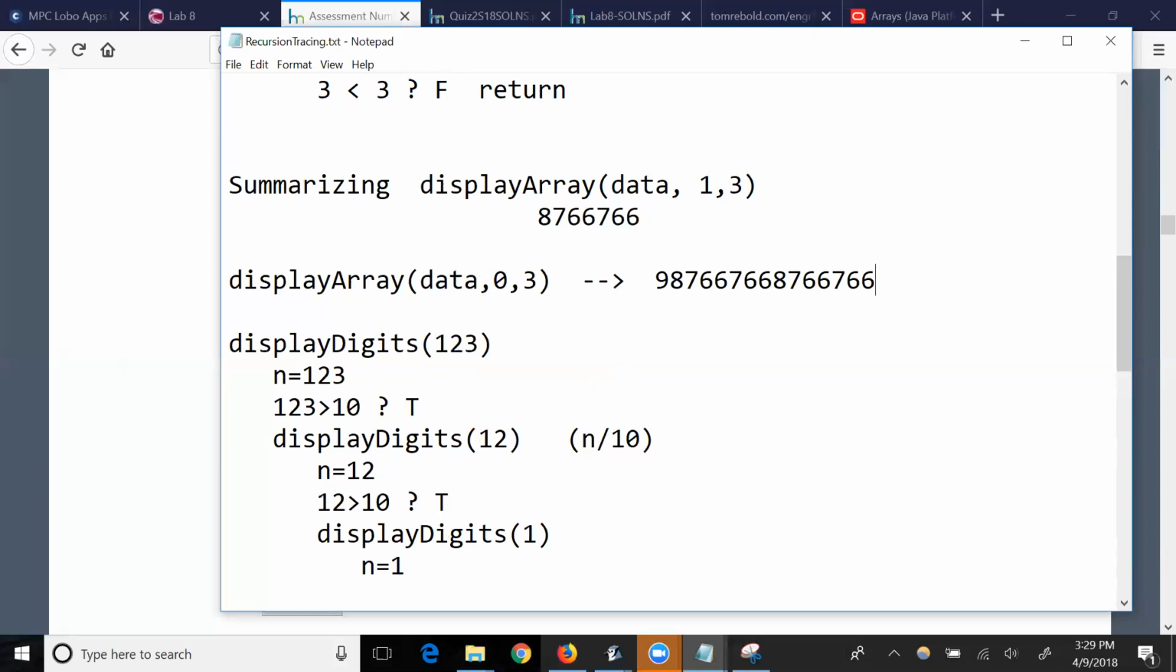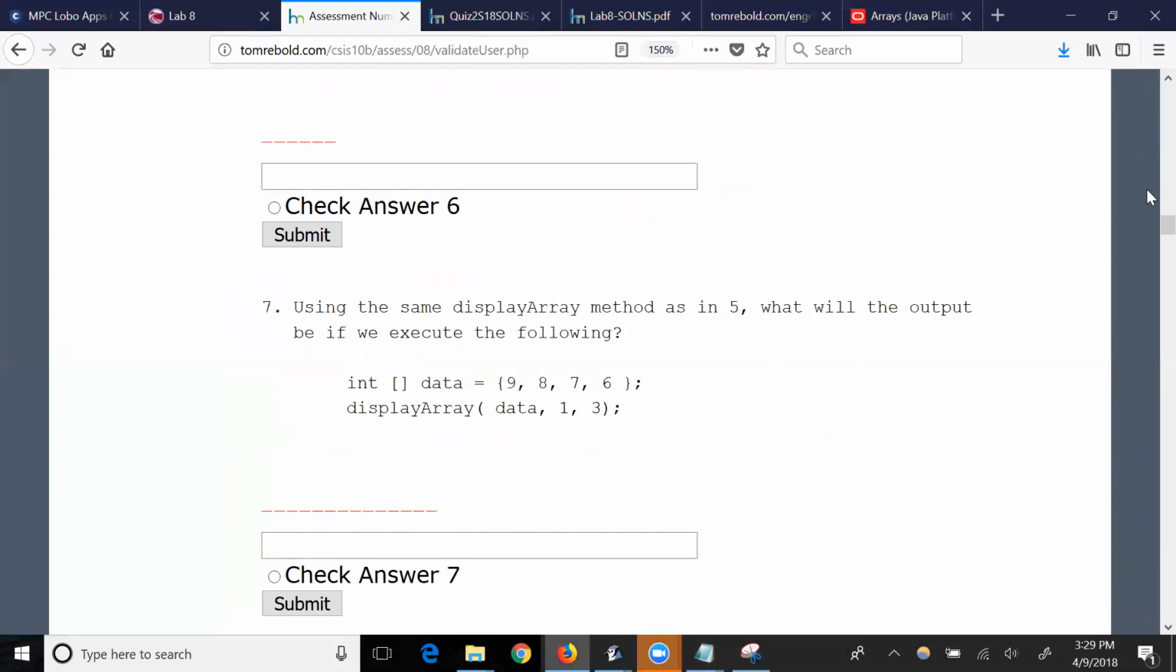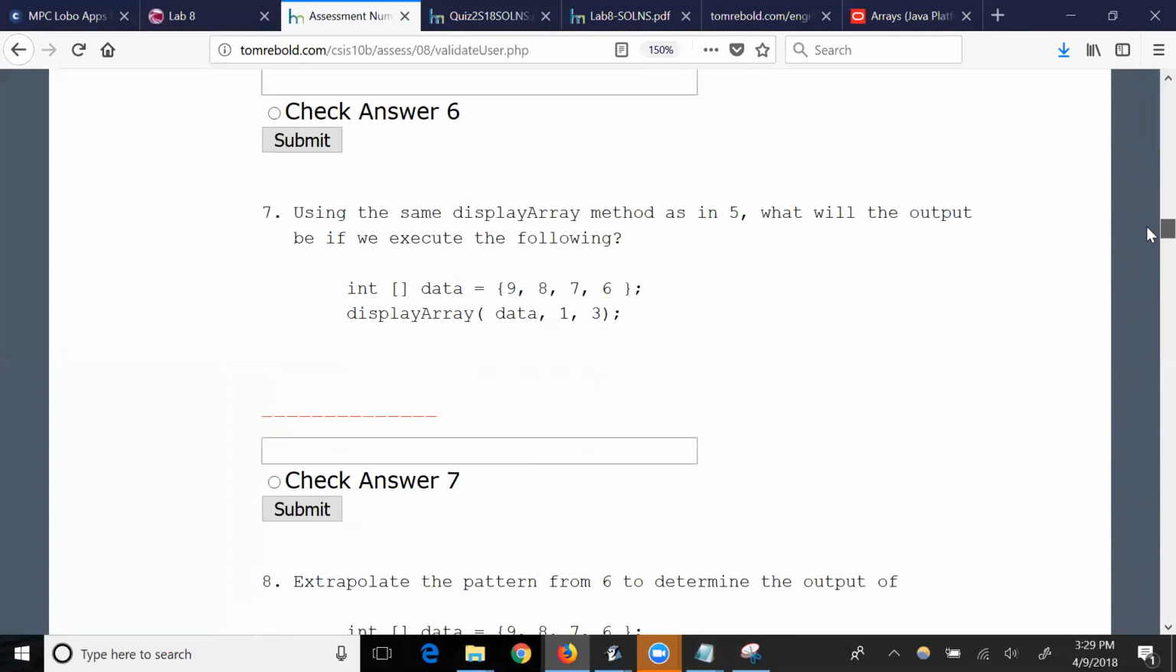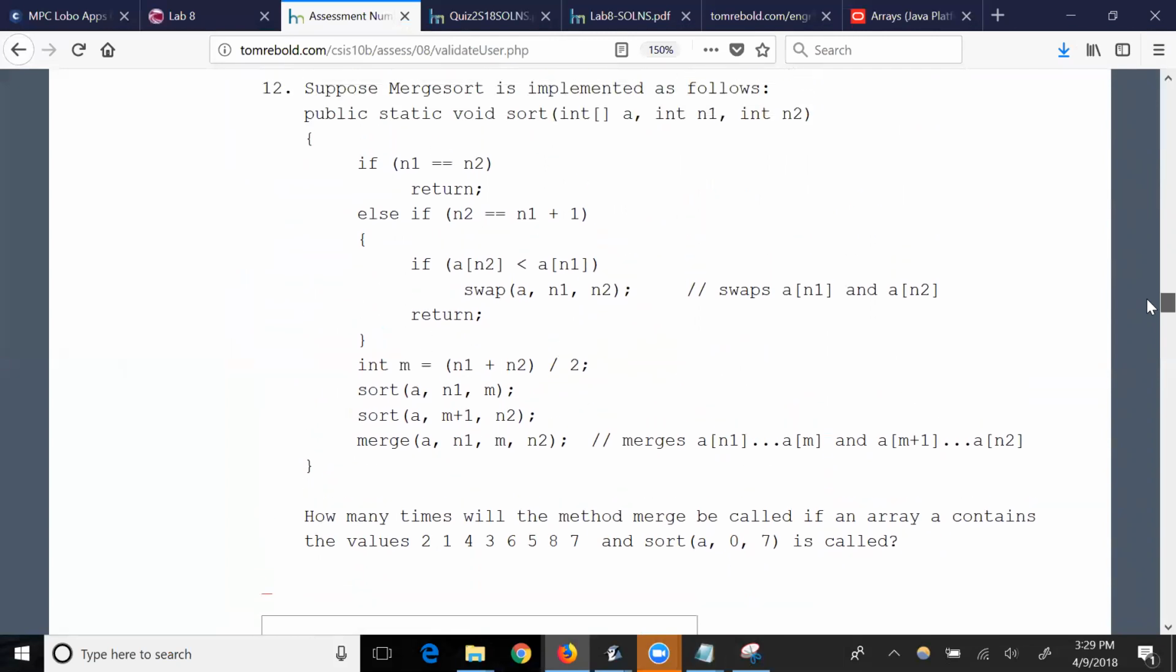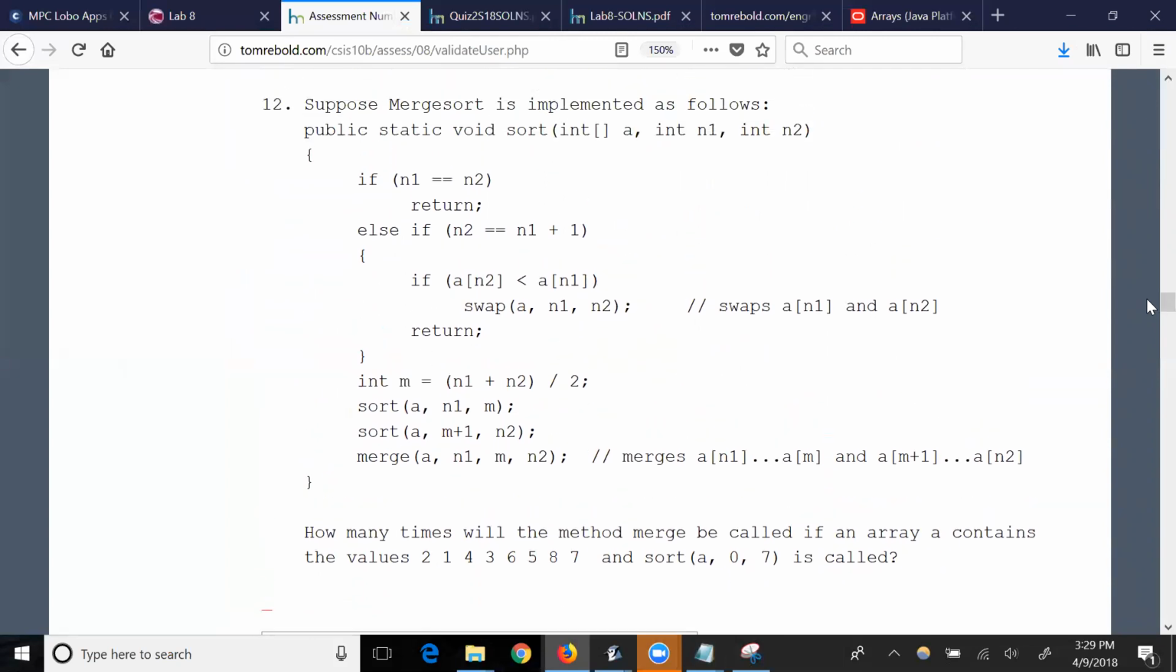So for question 12, if we look at that, it says how many times will the method merge be called if an array contains these values? Is it basically asking how many times is there the indentation? How many times are we indenting? Is it the previous form of tracing? I haven't seen this one in a while.